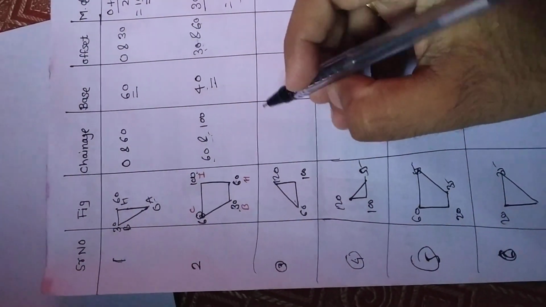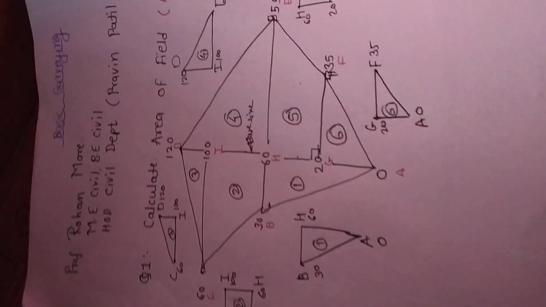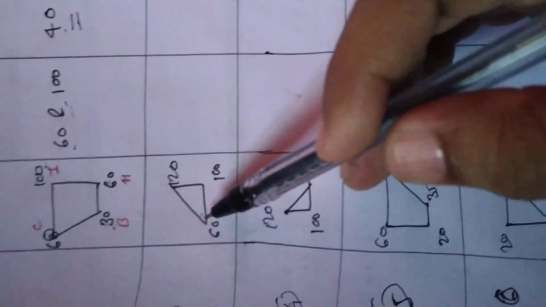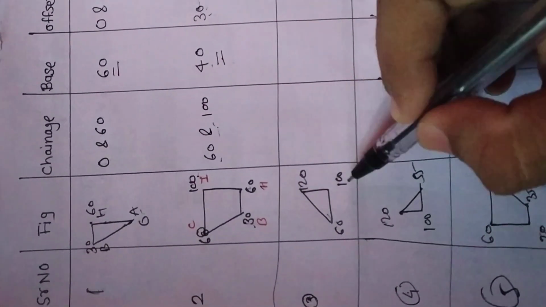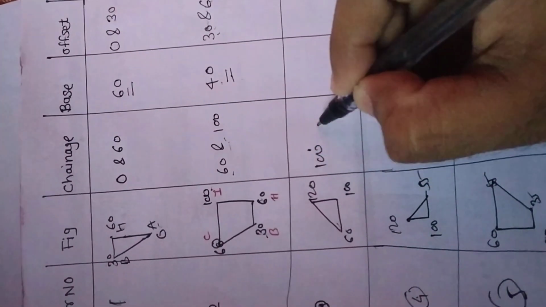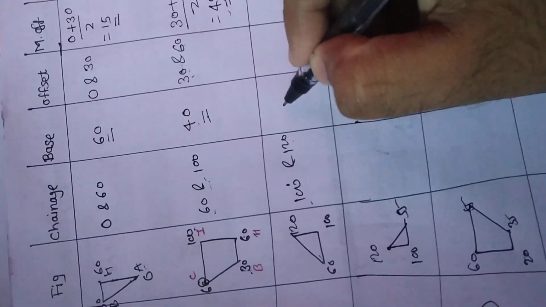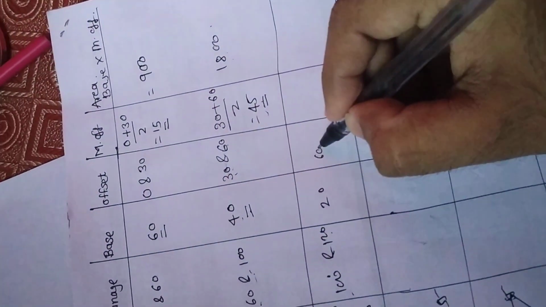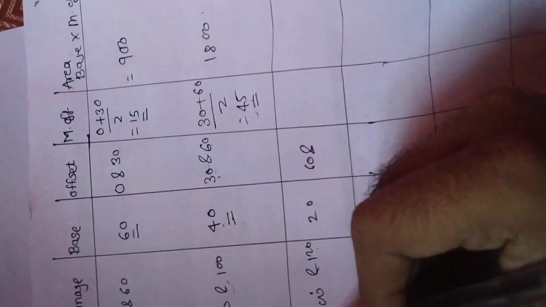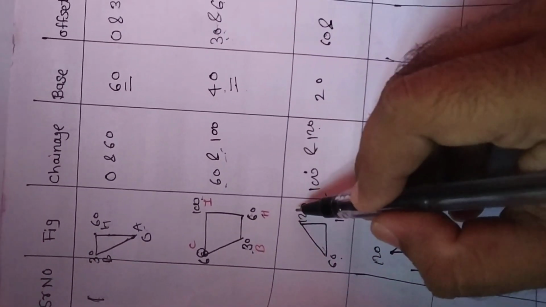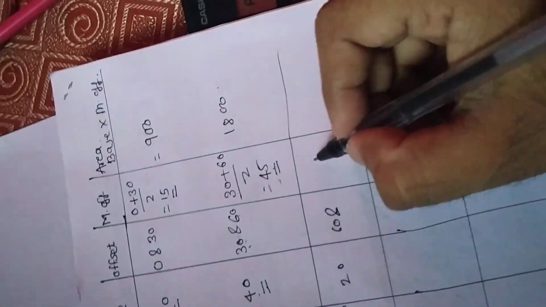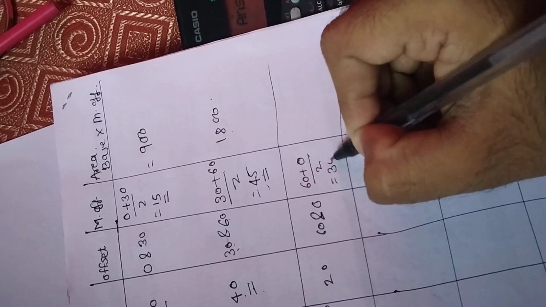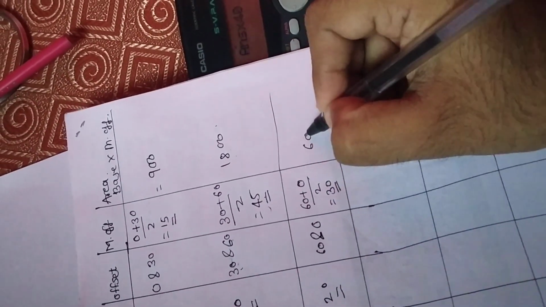Next, similarly we have to draw different figures like this. Now calculate area number 3. I am drawing it here separately. This is figure number 3. So what is my chainage? 100 and 120, so I am writing 100 and 120. 120 minus 100, my base is 20. What about the offset? At 100 the left side is 60, so I am writing 60 here, and at 120 there is no object on the right or left side, hence I am writing 0 here. Hence my mean offset is 60 plus 0 divided by 2, which is equal to 30. 30 times 20 is 600.